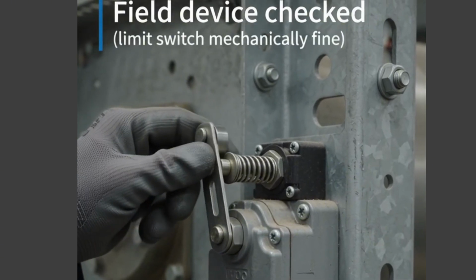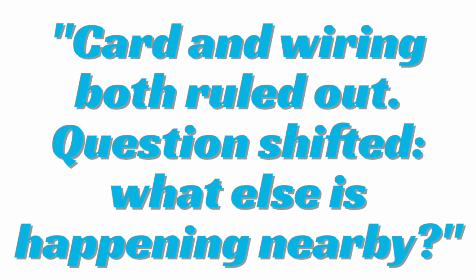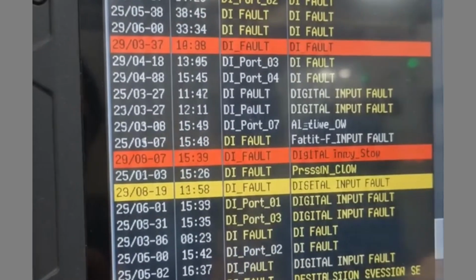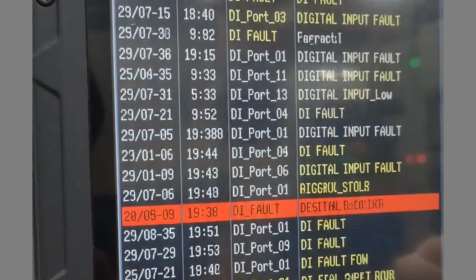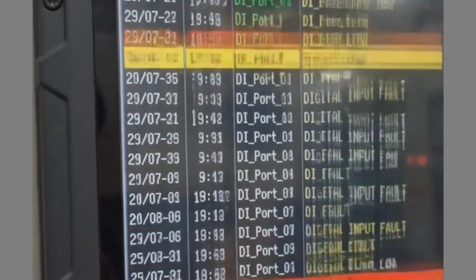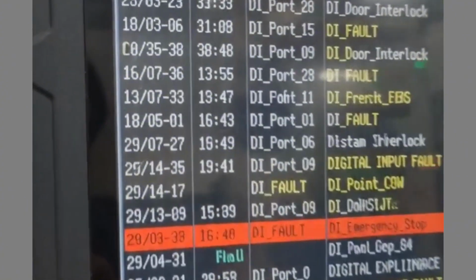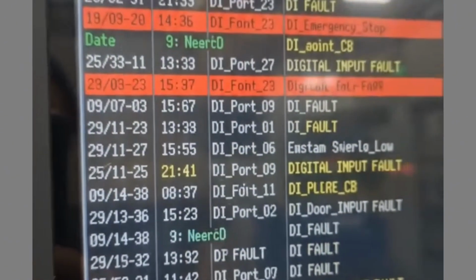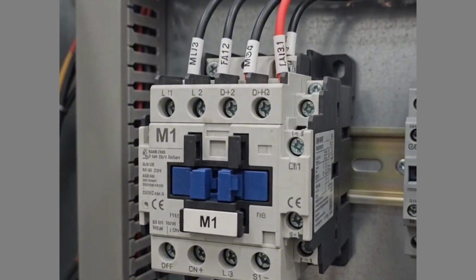At this point I started asking a different question, not, what's wrong with this input, but, what else is happening on this panel at the exact moments these faults occur? That's really the shift in thinking this case study is about. Sometimes the fault isn't in the circuit you're staring at, it's coming from somewhere else entirely, coupling in. So I pulled the fault timestamps and started cross-referencing them against everything else logged around the same panel, motor starts, motor stops, any other switching event.